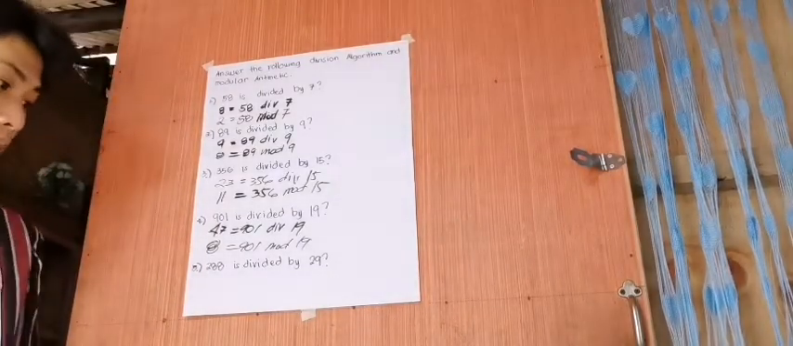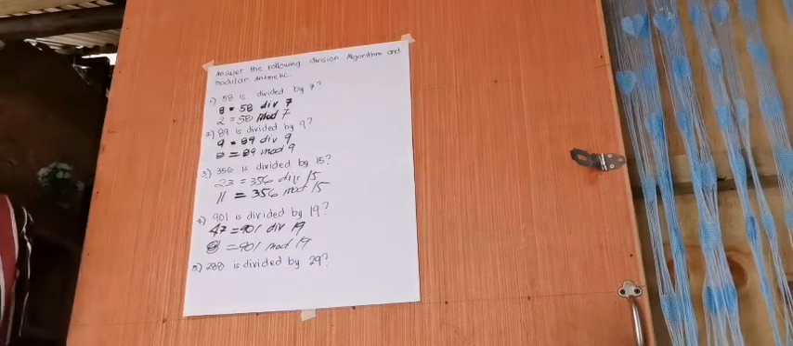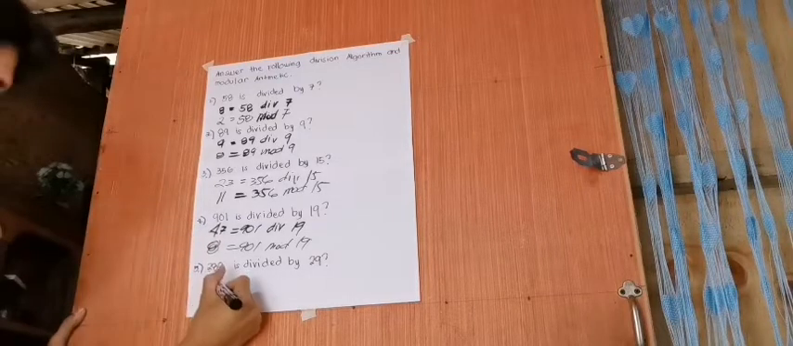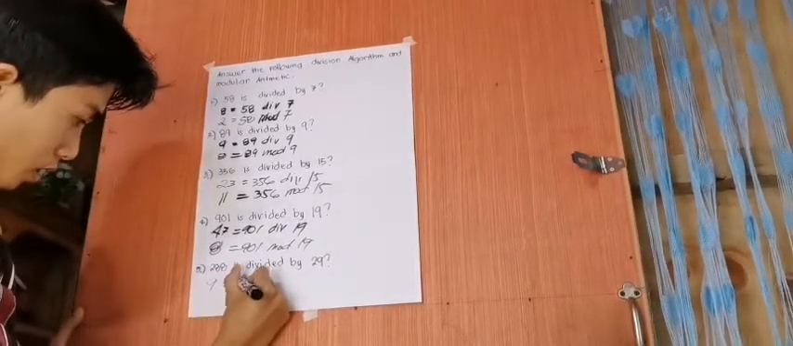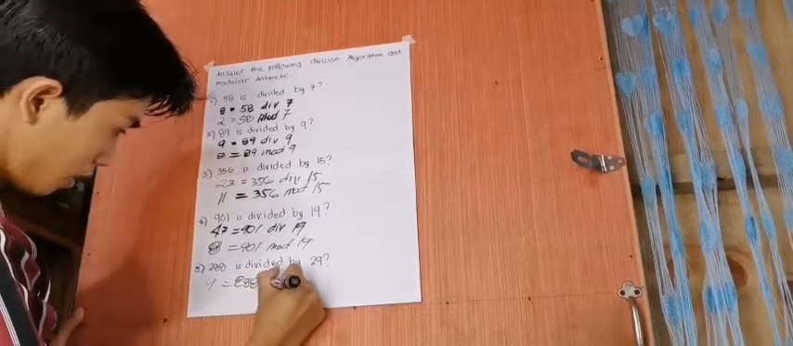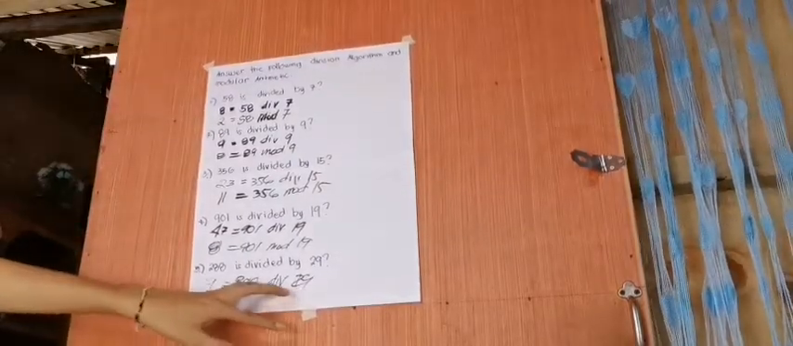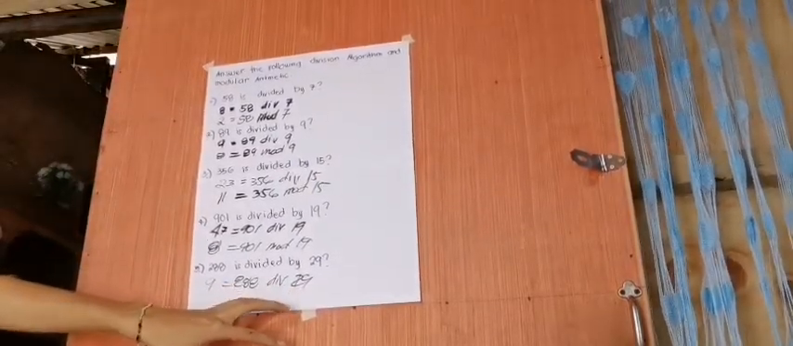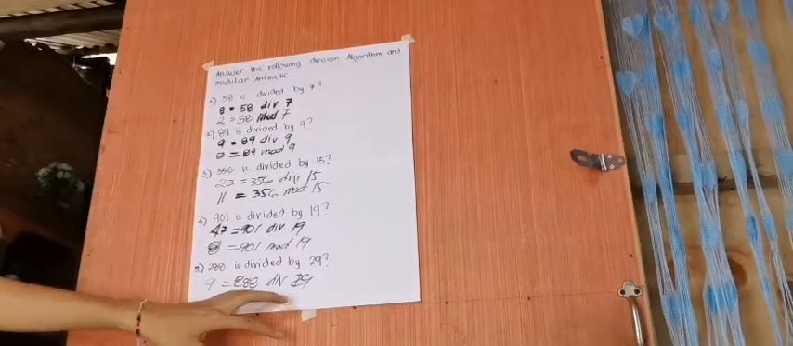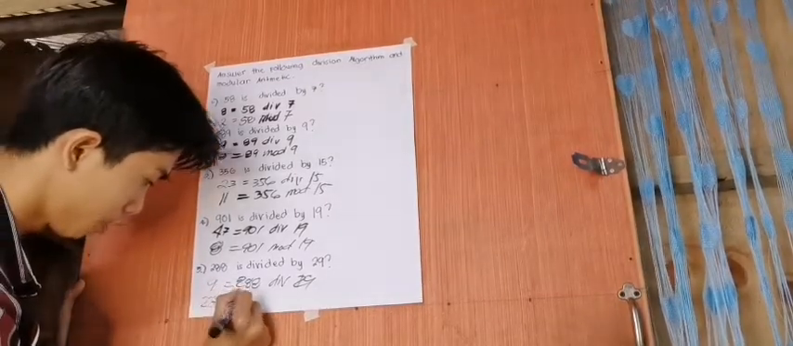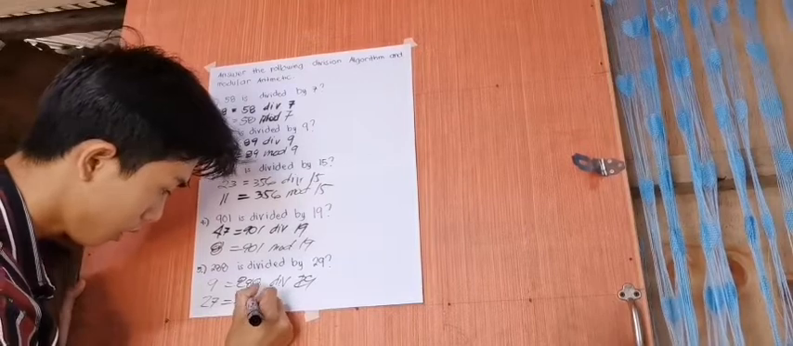Number 5, our last number. So 288 is divided by 29. 288 divided by 29, the answer is 9. 9 equals 288 div 29. So 9 times 29, then 288 minus the answer of 9 times 29. So our answer is 27. So 27 equals 288 mod 29.